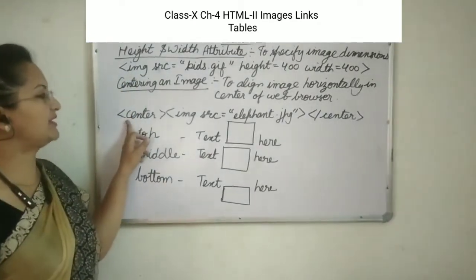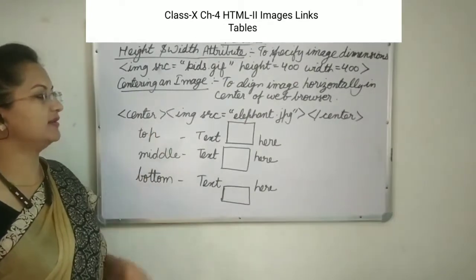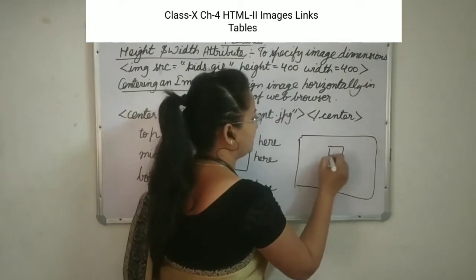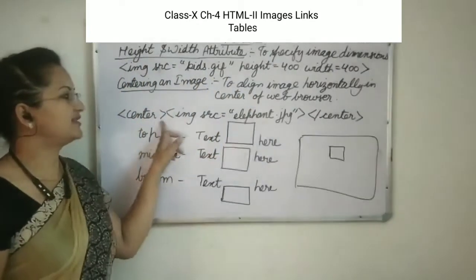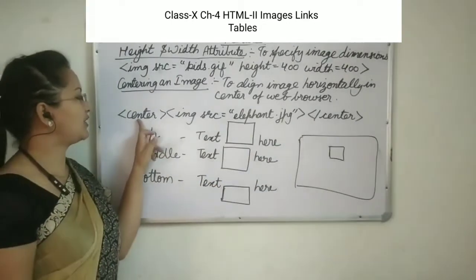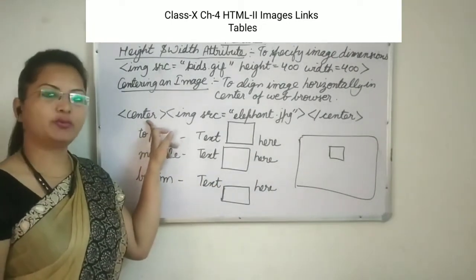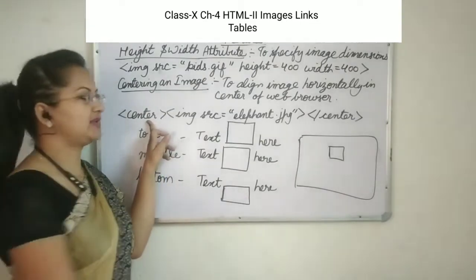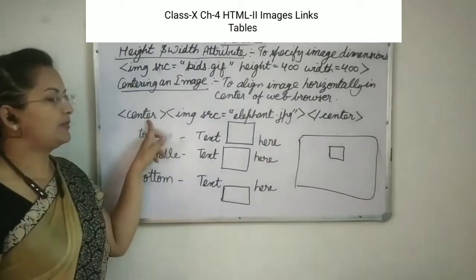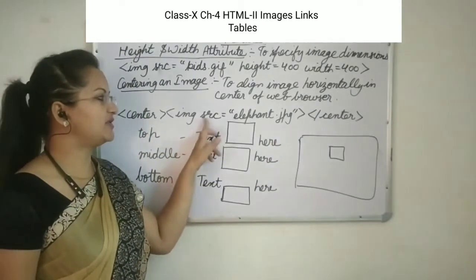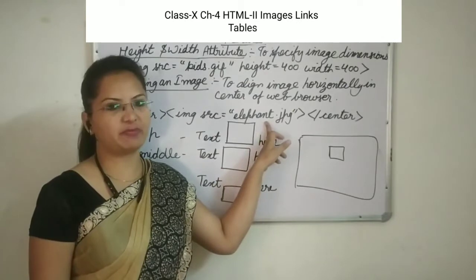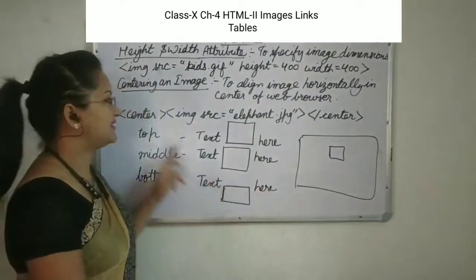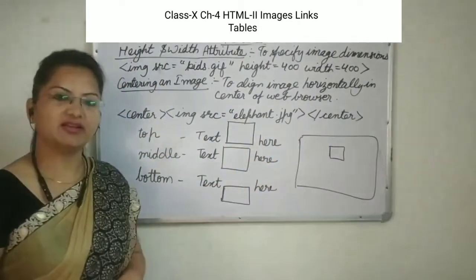Now if we want an image horizontally in the center, like if this is the web browser and we want the picture here in the center, then we will use the center tag. For that, what you have to write? Opening center tag. I hope you have studied container tags and empty tags. So this is a container tag. It has a closing tag also. So opening tag, then inside that you write IMG SRC. Here I have used the elephant.jpg image. Then after that you have to close the center tag. Got it? Inside the center tag you have to write the picture code.